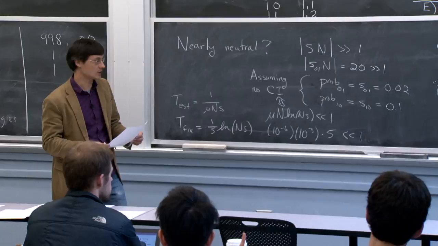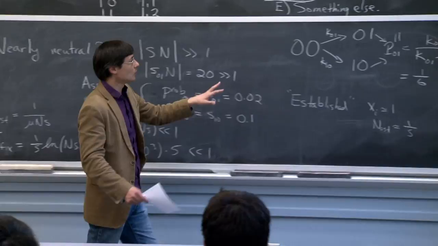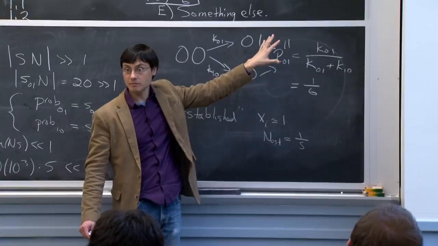That's right. So the probability is 1. That's right. So we are guaranteed that we will eventually evolve to this peak in the fitness landscape. And so what we're asking here is which of these two paths is going to be taken.